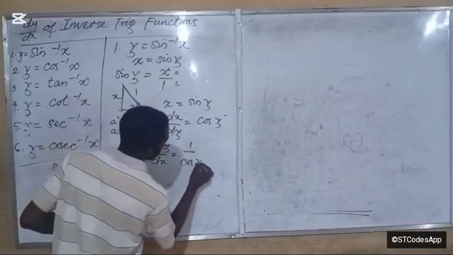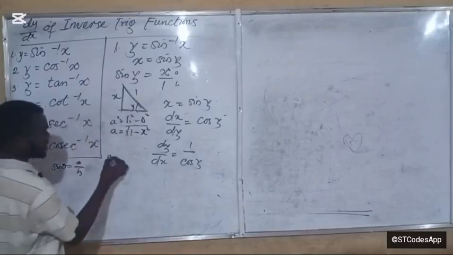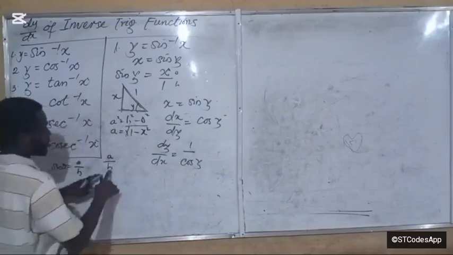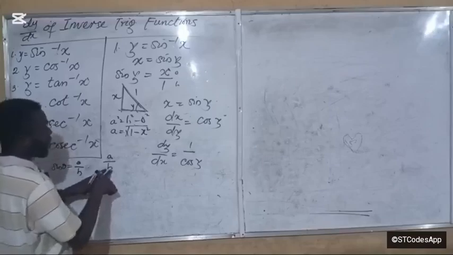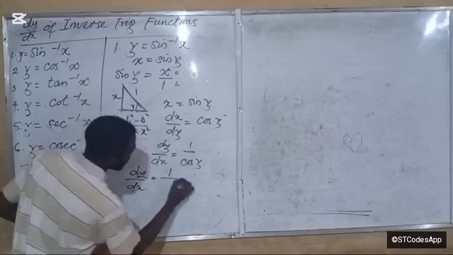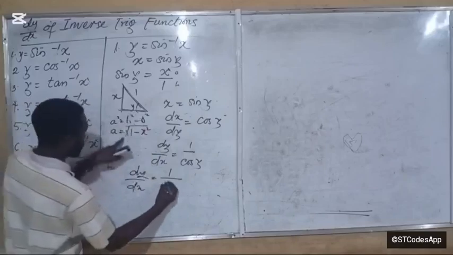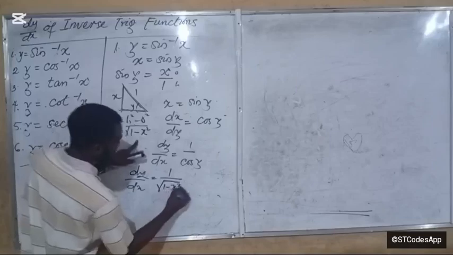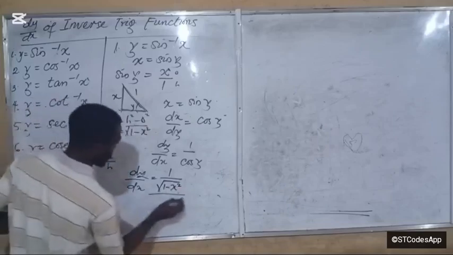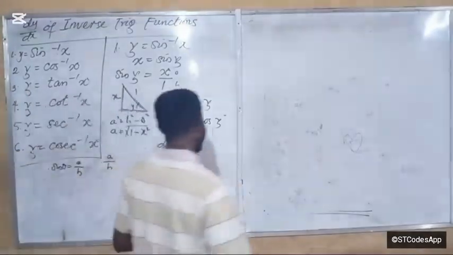dy/dx is equal to 1 over cos y. Remember, the cosine of y is adjacent over hypotenuse. My adjacent here is the square root of 1 minus x squared, and my hypotenuse is 1. So dy/dx will be equal to 1 over cos y, and cos y is the square root of 1 minus x squared over 1. So that doesn't count, and this becomes my answer. So this is method 1. Let me show you method 2.